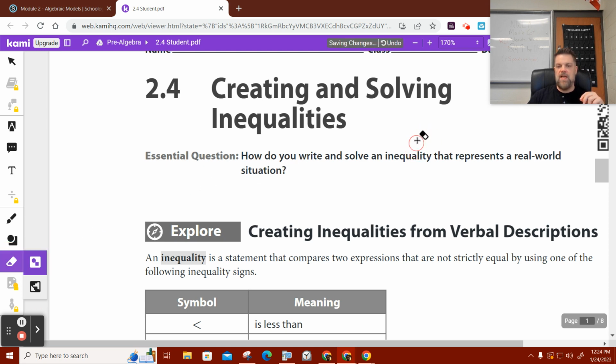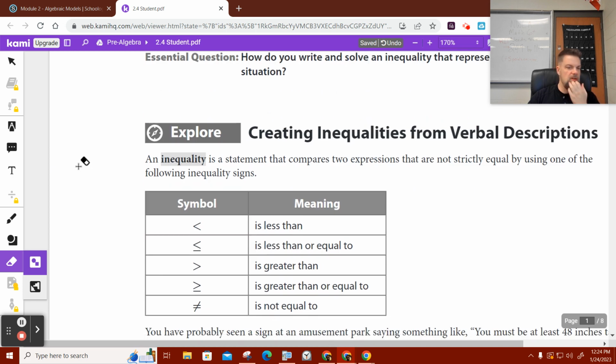Today we're going to learn how to write and solve an inequality that represents a real world situation. So an inequality is a statement that compares two expressions that are not strictly equal by using one of the following signs. You should know this, but we'll review it real quick.